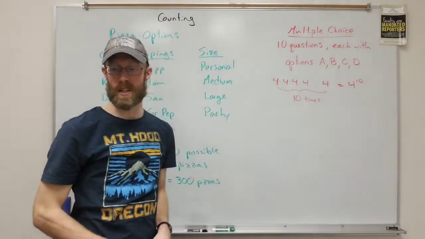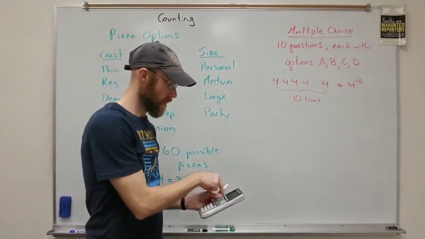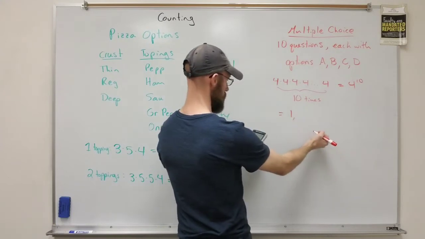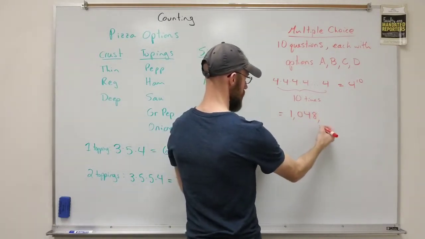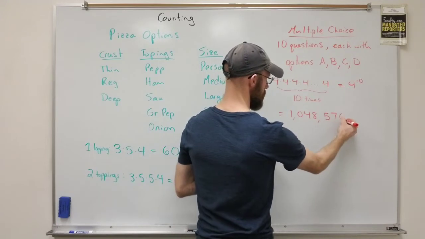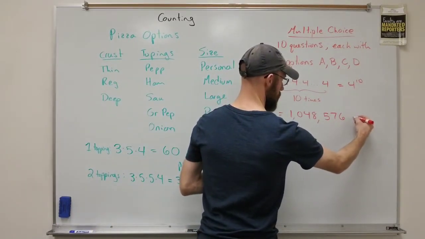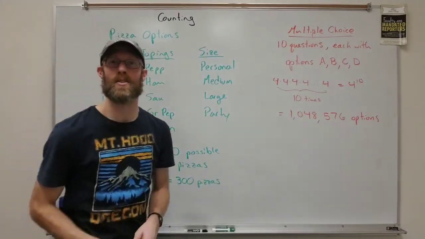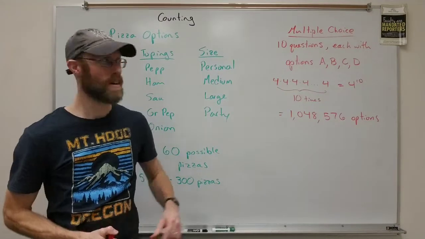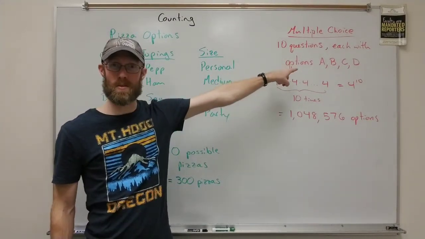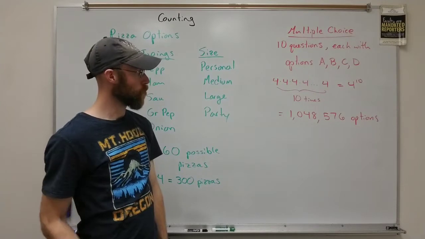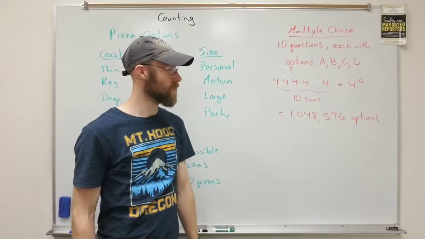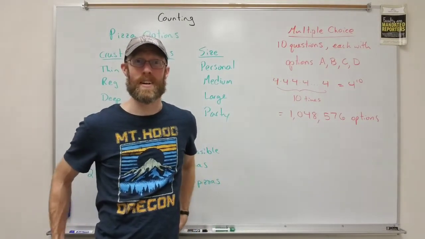Now, what on earth is 4 to the 10th power? Well, I have that here already. It happens to be 1,048,576 options. That's a lot, right? So the chances of getting a perfect score on a 10-question test with 4 answers each is 1 in 1,048,576. So that's very slim odds. You'd have to know what you're doing to get a perfect score.